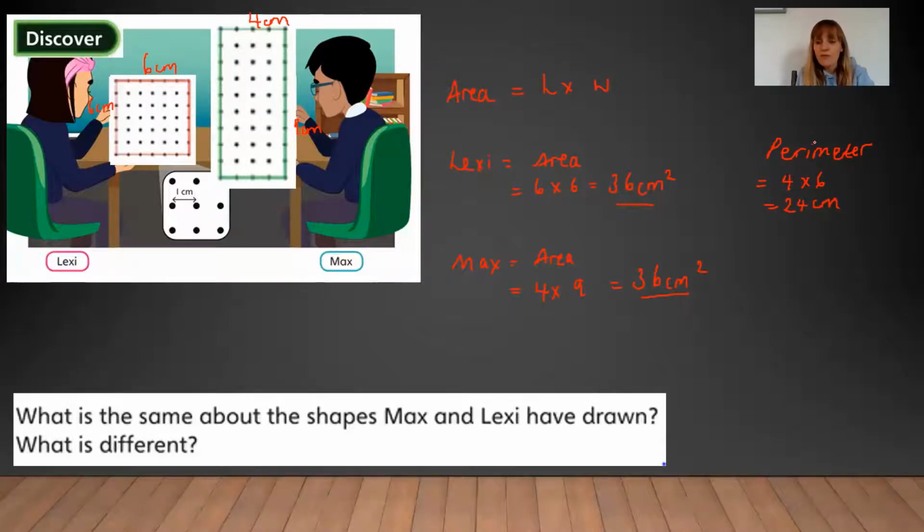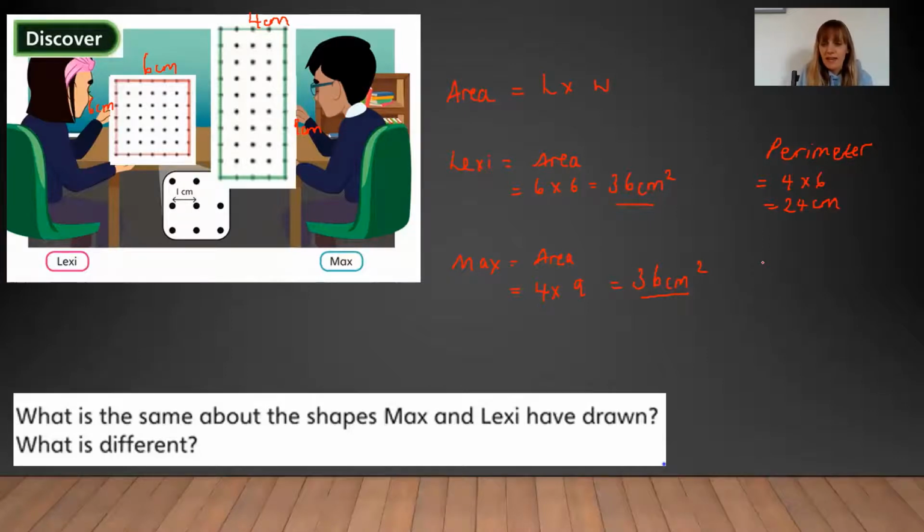Now, what do you spot that's different from the units I'm using between perimeter and area? Can you see that perimeter doesn't have to have a squared because it's not the total coverage of the inside, it's just the outside length. So for perimeter, we just use the standard measurement unit. So in this case, it's centimetres.